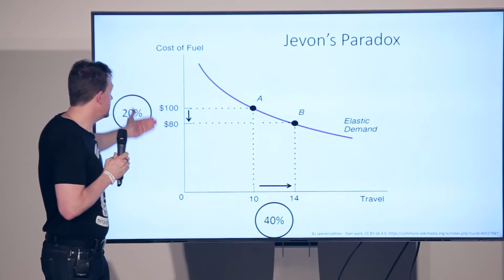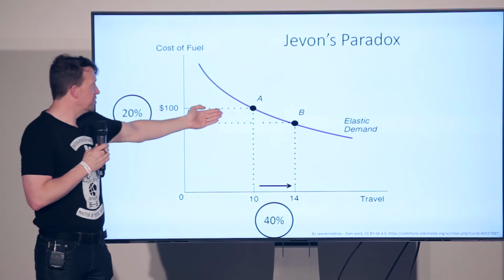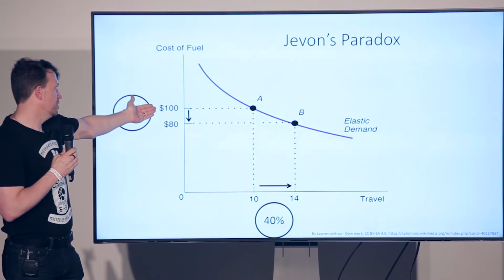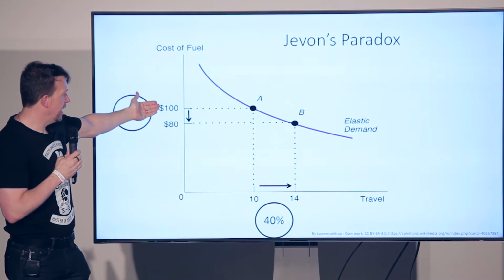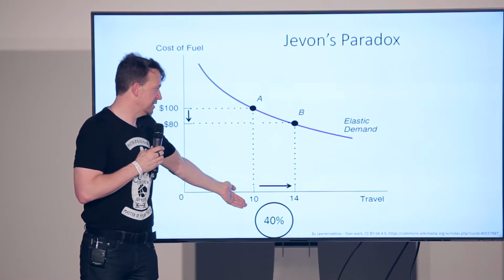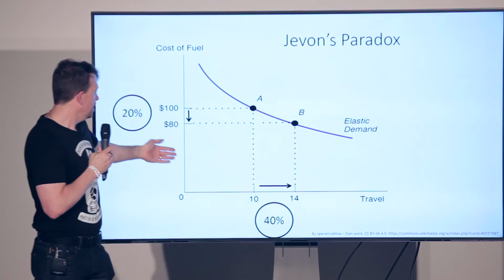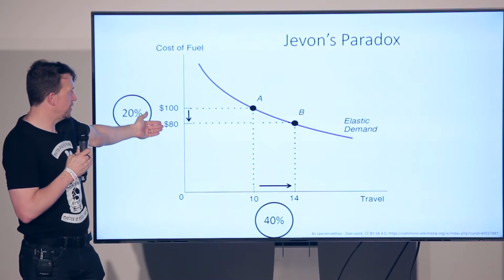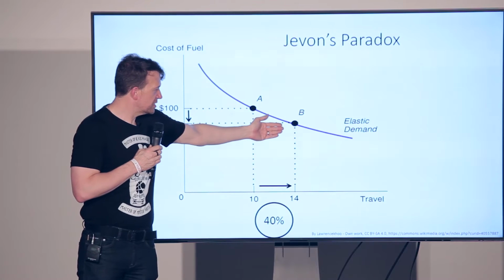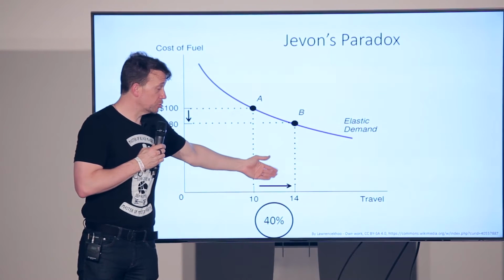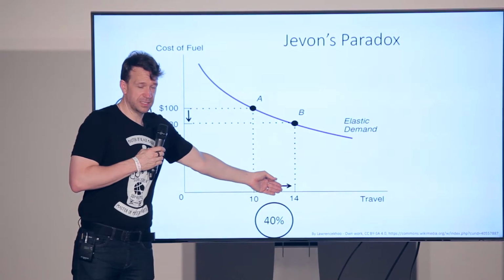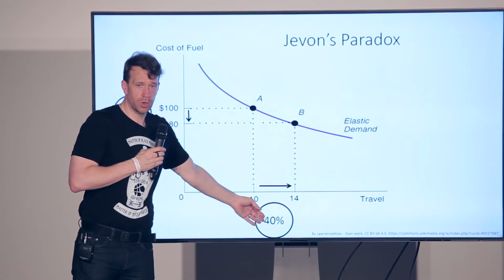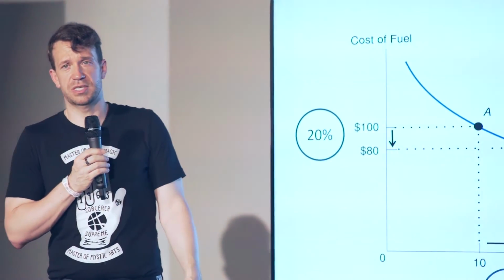So what happens is you start to consume, and here's the cost of fuel. In the first phase, you have 100, that's the cost. And you can travel a distance of, say, 10 kilometers, 10 miles, or whatever. So then you're able to gain a 20% efficiency, and it drops to 80. Well, all of a sudden, people are traveling a distance of 14. So they're consuming 40% more, but the improvement in efficiency was only 20%.